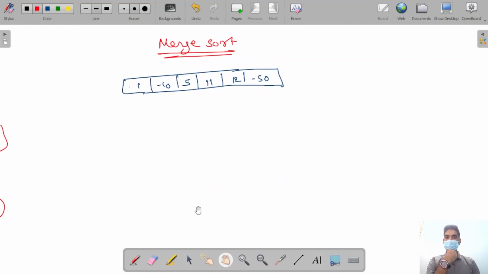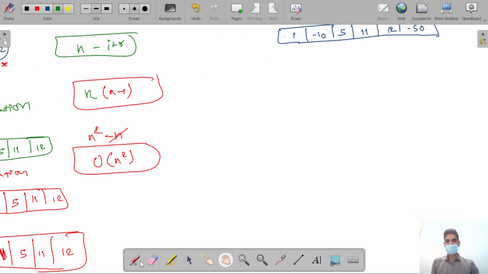We have to merge sort this array. We have to implement merge sort. Now, there is a total difference between merge sort and bubble sort. What does merge sort do? The space complexity.